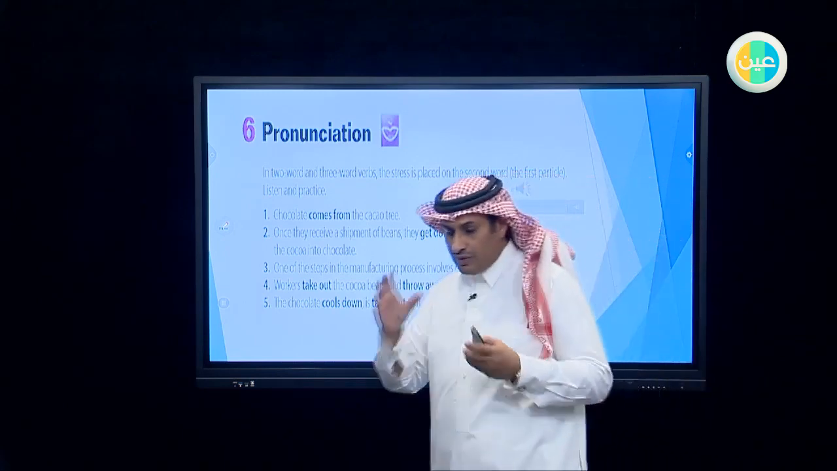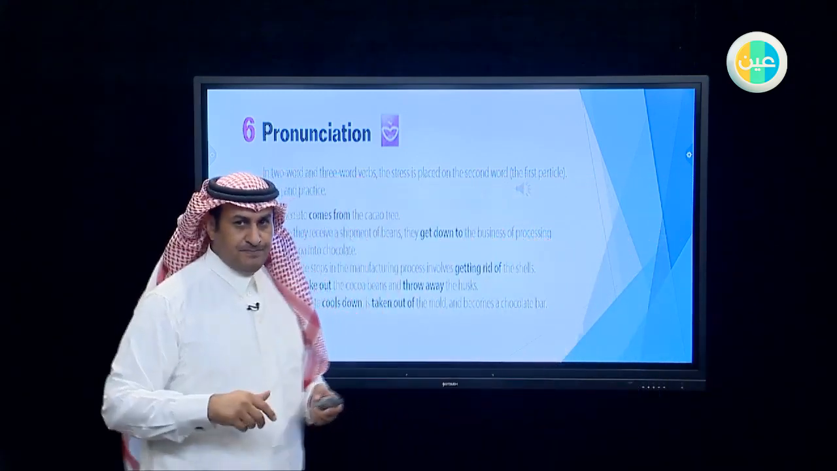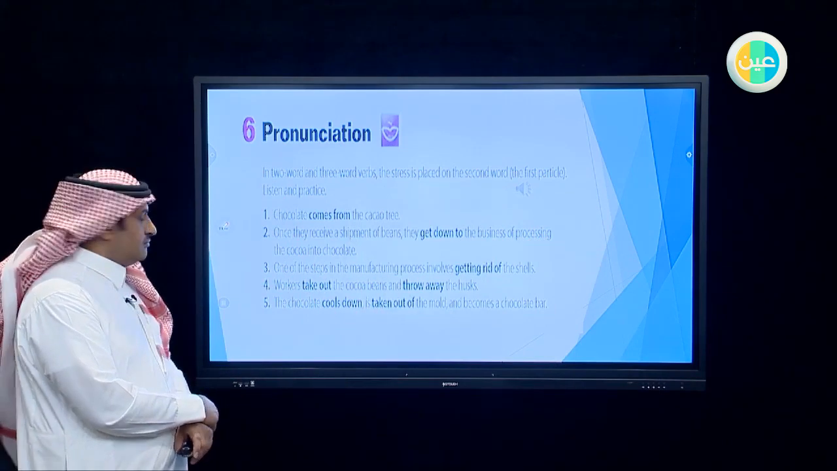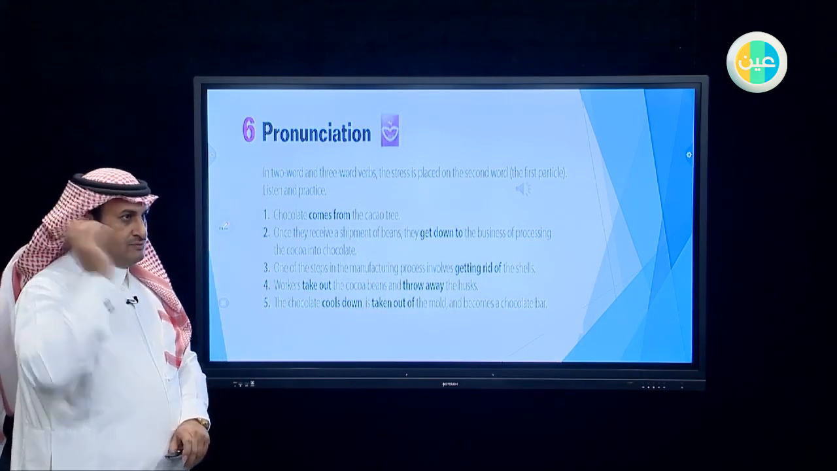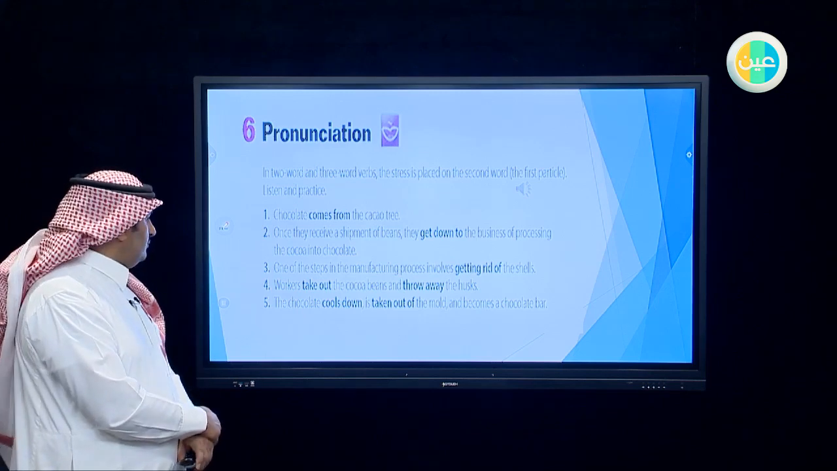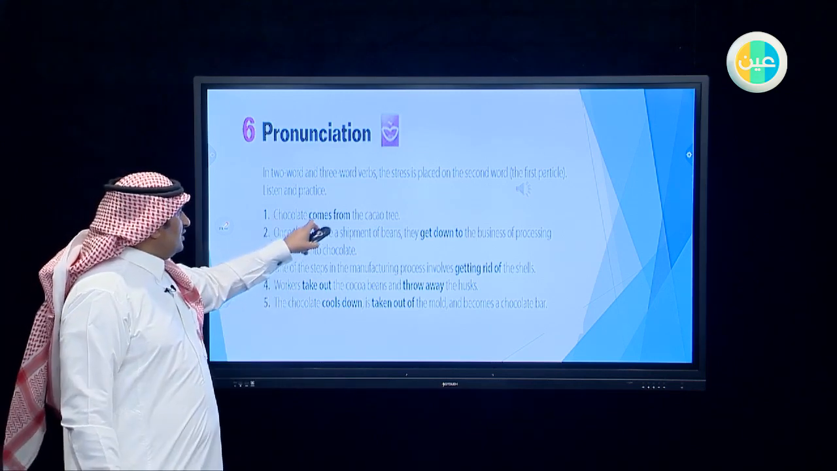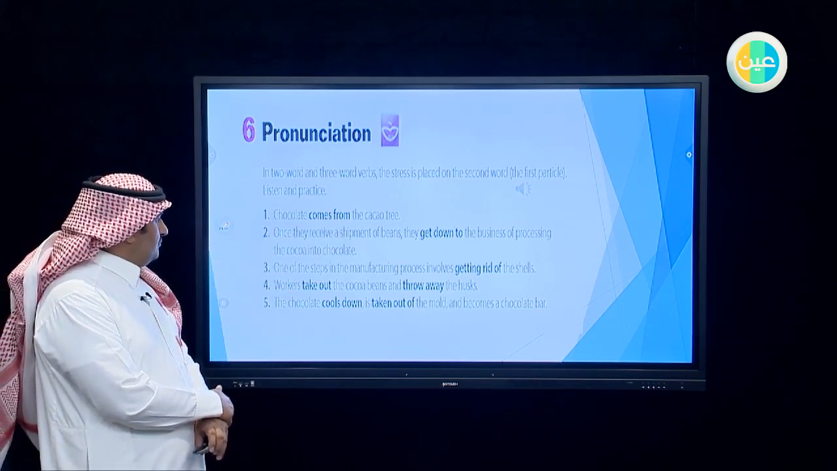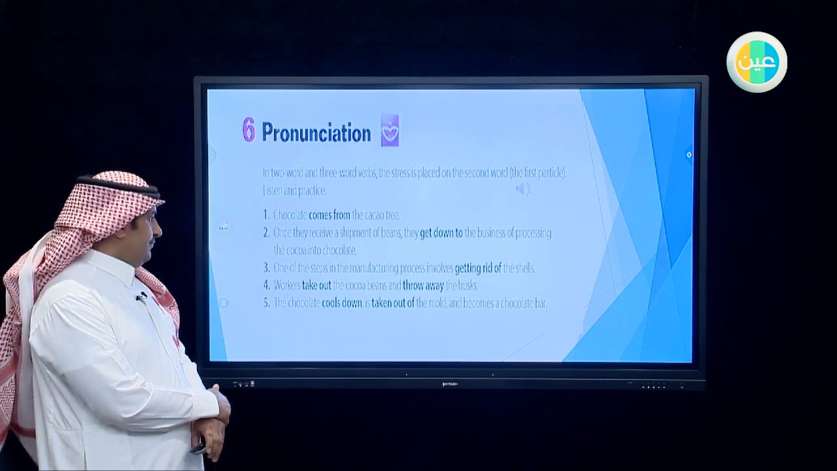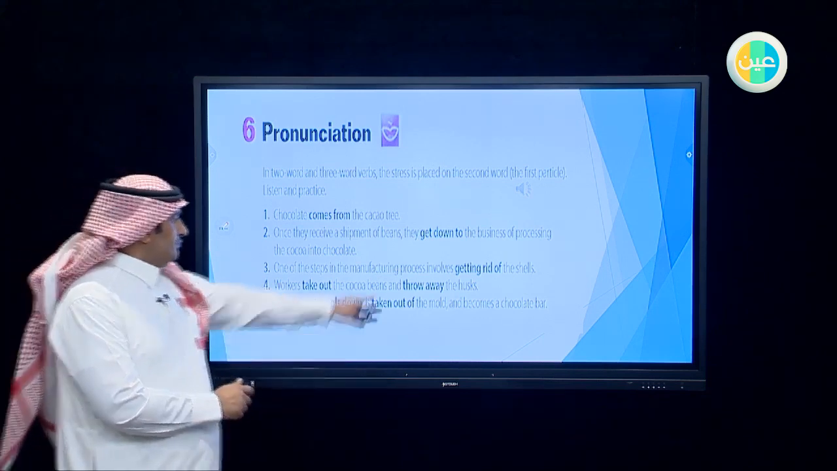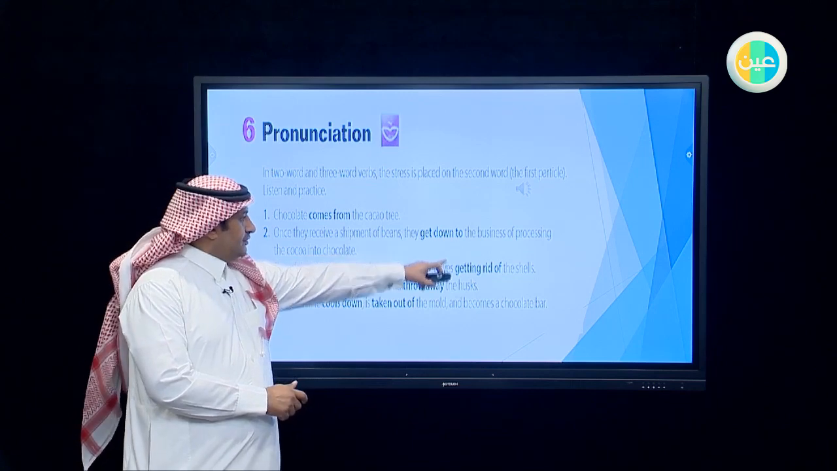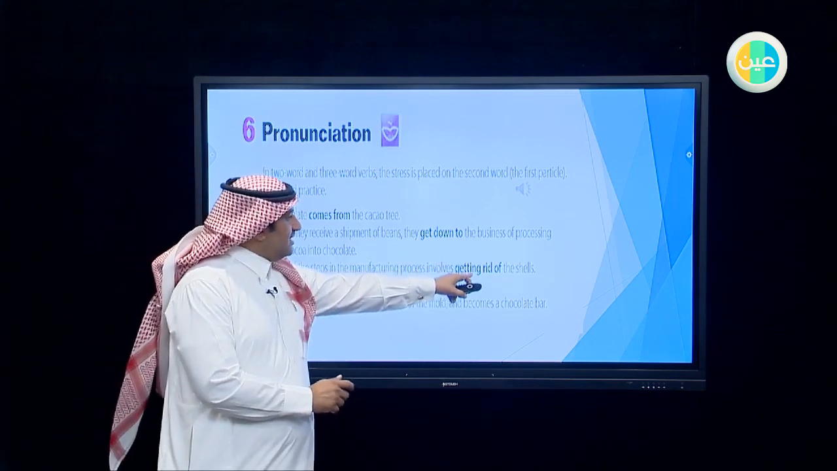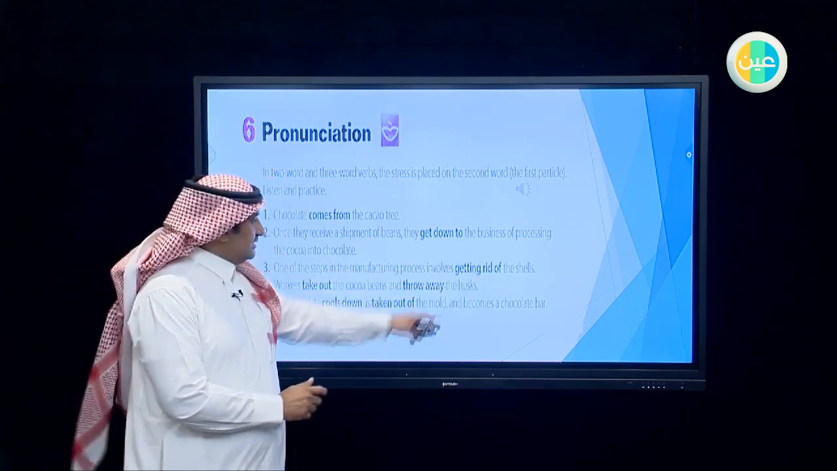I want to see your stress. Okay, listen again, please. In 2-word and 3-word verbs, the stress is placed on the second word, the first particle. Listen and practice. 1. Chocolate comes from the cacao tree. 2. Once they receive a shipment of beans, they get down to the business of processing the cocoa into chocolate. Getting right.